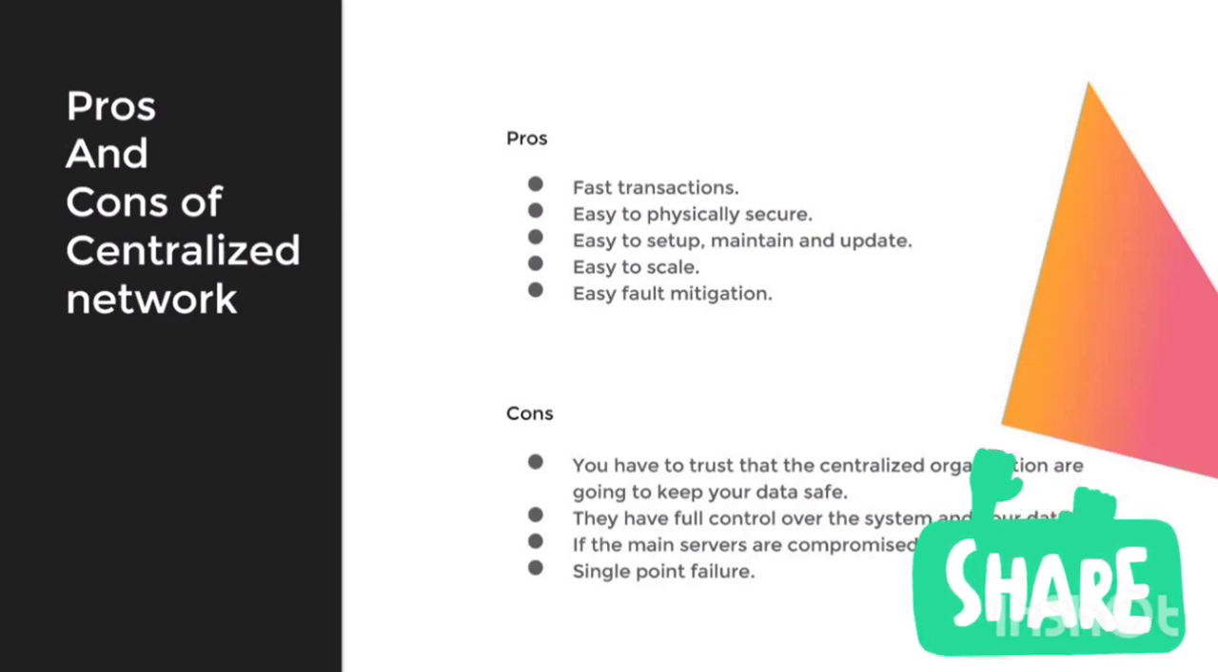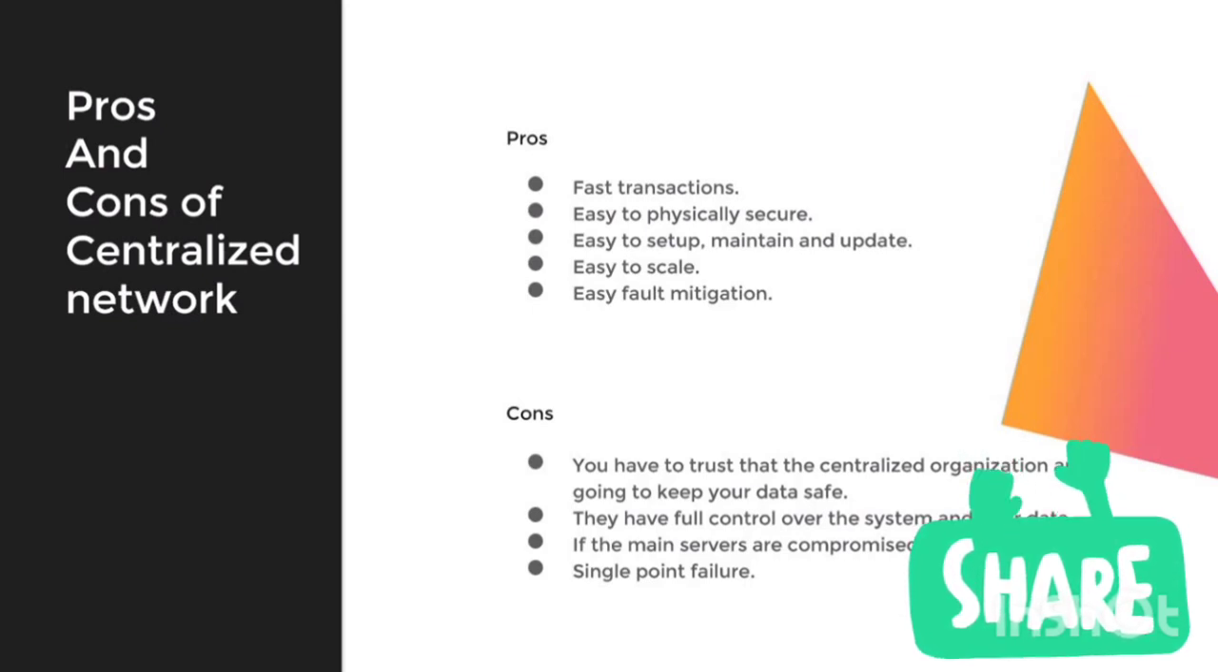Likewise, it is also easy to scale. You can add more and more resources to scale, or you can use horizontal scaling techniques. It is easy to detect faults and prevent them from happening because of the single system. When you are using a centralized system, you have to trust that the centralized organization is going to keep your data safe, as we have seen in the previous example.